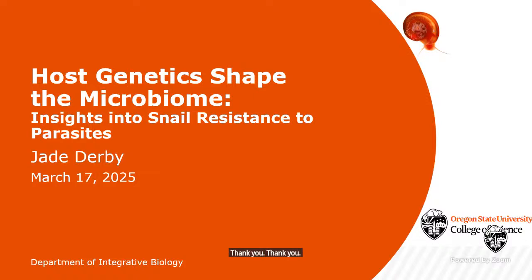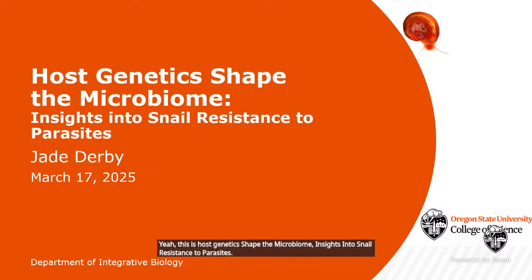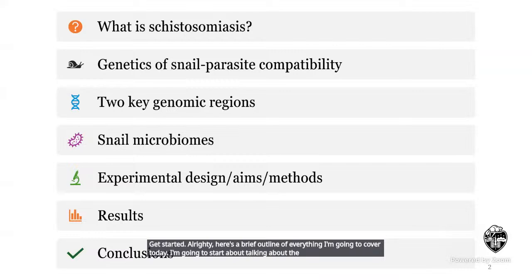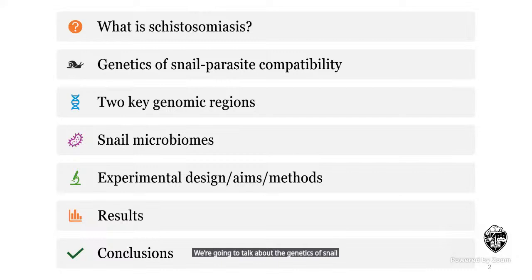Can everyone hear me all right? Awesome. Alrighty. Thank you all for joining me on this beautiful afternoon. This is Host Genetics Shape the Microbiome, Insights into Snail Resistance to Parasites. Let's get started. Here's a brief outline of everything I'm going to cover today. I'm going to start by talking about the disease I study, so what is schistosomiasis? We're going to talk about the genetics of snail parasite compatibility, 2 key genomic regions, snail microbiomes, my experimental designs, aims, and methods, my results, and then I'm going to wrap it all up with my conclusions.